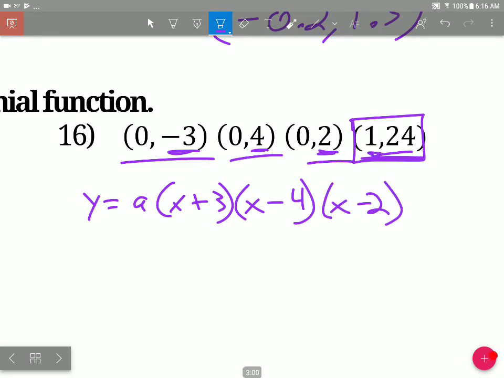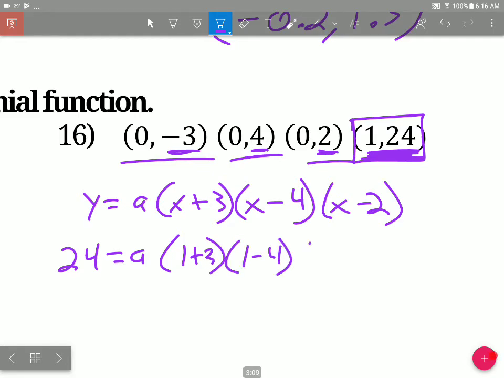All right, then we're going to plug in our x and our y. So your y is 24, and your x is 1. So 1 plus 3, 1 minus 4, and 1 minus 2.